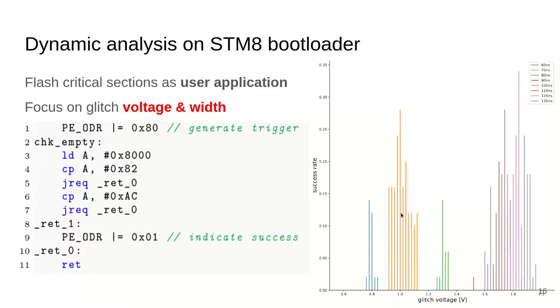So there's only a relatively small subset of voltages and widths which work with each other. But here we have more of an idea of these glitch parameters. Then the second step is to attack the real bootloader.